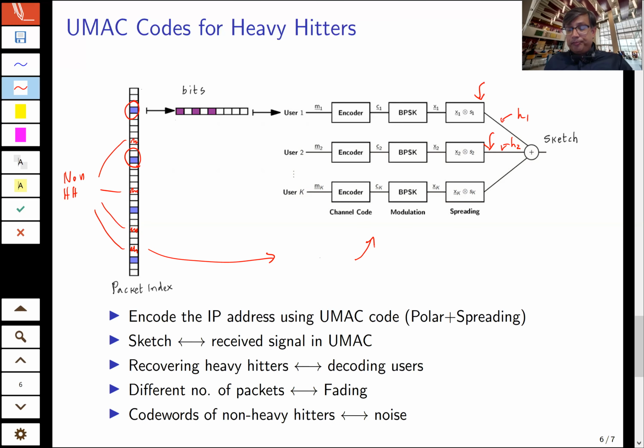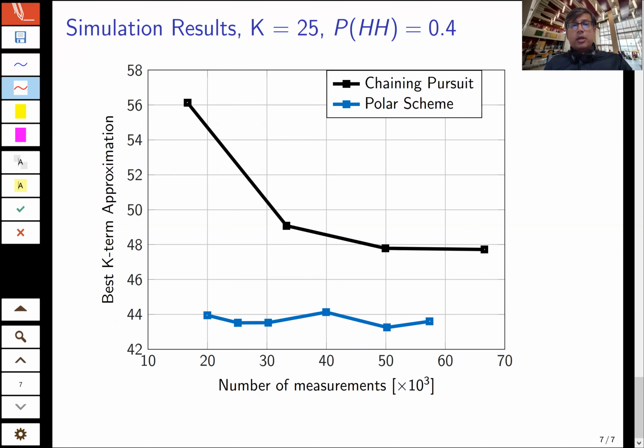So I'll start by just showing a quick simulation result. And like I said, this is work in progress. So these are very preliminary results. This is not something that's very complete. But here is an interesting result. So in this case, we had 25 heavy hitters and 1,000 packets that flew through the router. And we assumed with 40% probability, you would pick one of the 25 heavy hitters.